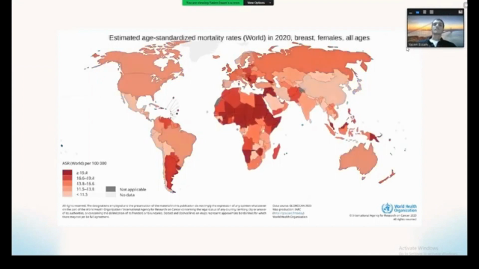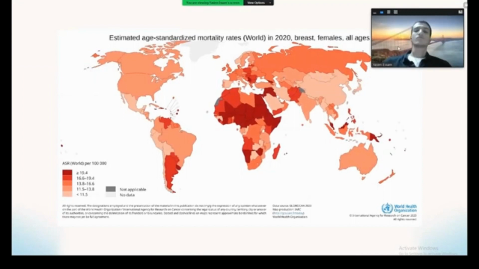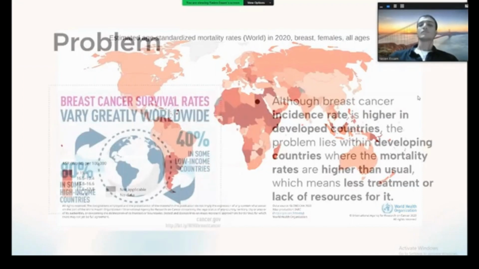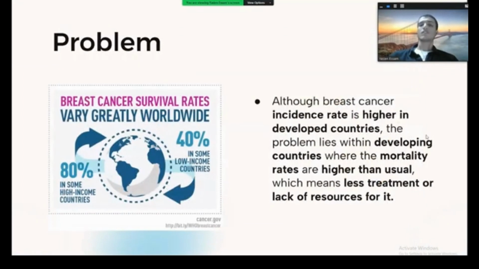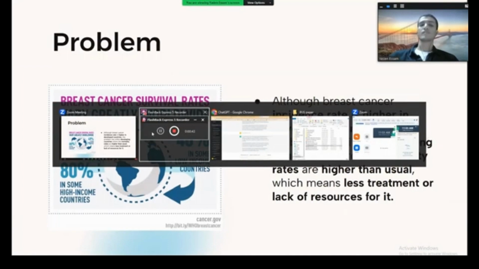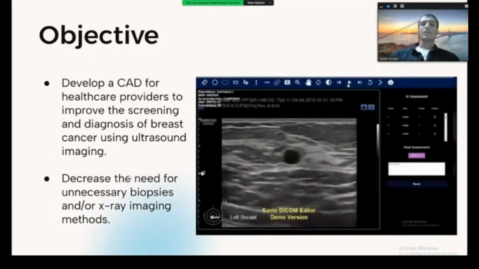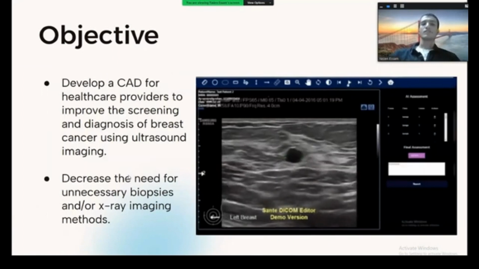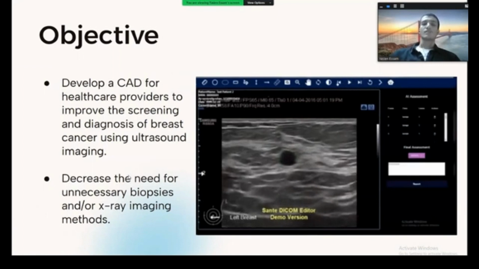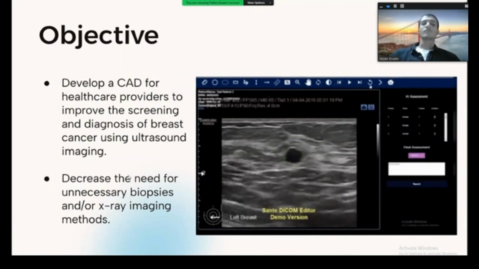But in contrast, the mortality rate, which means the risk of breast cancer, is very high in developing countries rather than developed, which leads up to our problem: in developing countries, there is a lack of resources in both treatment and diagnosis of breast cancer. So our objective is to develop a CAD for healthcare providers to improve the screening and diagnosis of breast cancer using ultrasound images, and also to decrease the need for unnecessary biopsy and X-ray imaging methods.